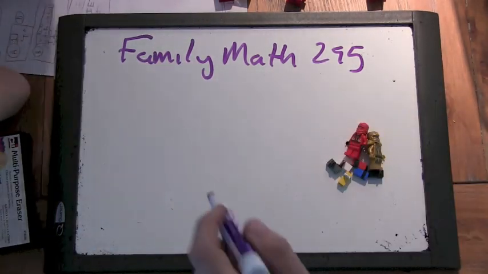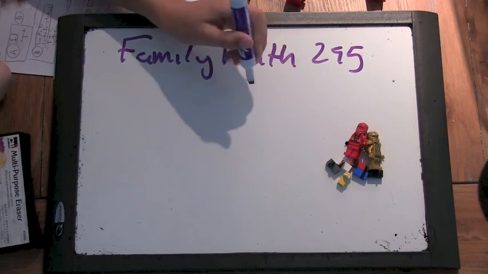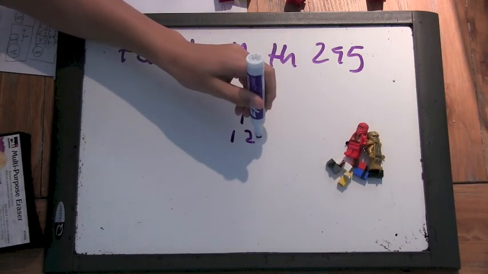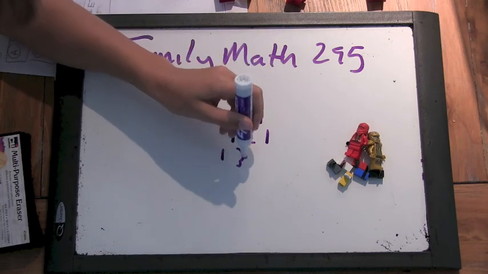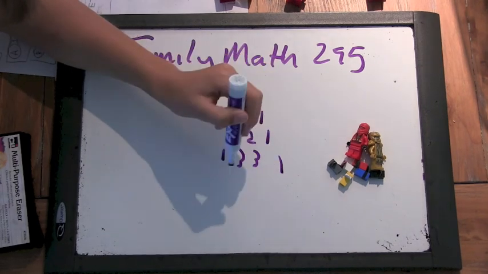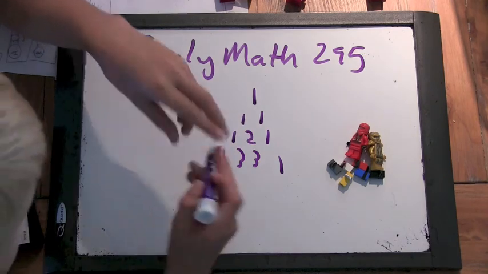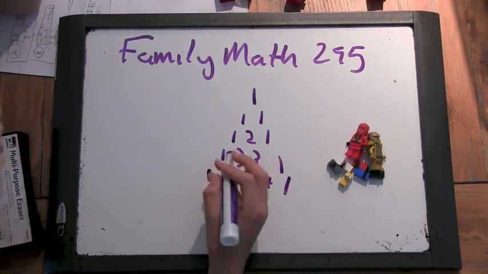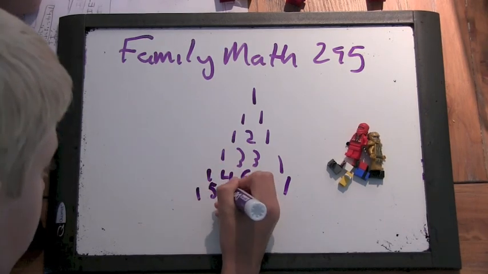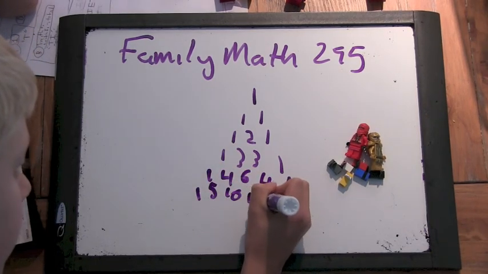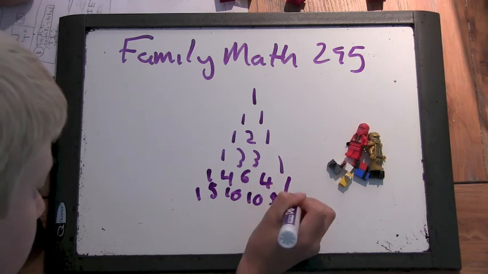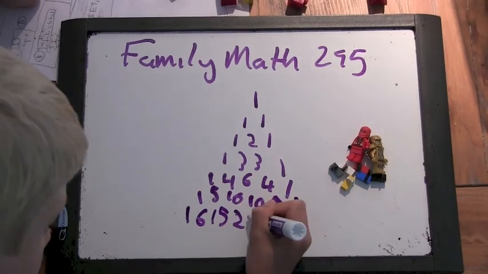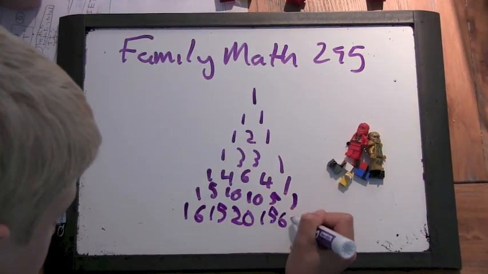Do you want to take the marker? Can you write it sideways? Sort of. 1, 1, 1, 1, 2, 1, 1, 3, 3, 1. Maybe I should write it. Yeah, why don't you write the next couple rows? Let's see, 1, 4, 6, 4, 1, 1, 5, 10, 10, 5, 1. And one more. 1, 6, 15, 20, 15, 6, 1.